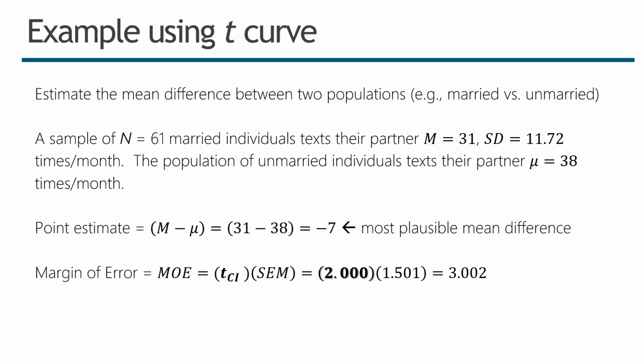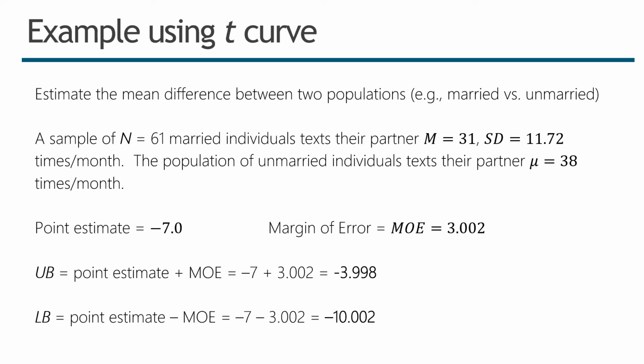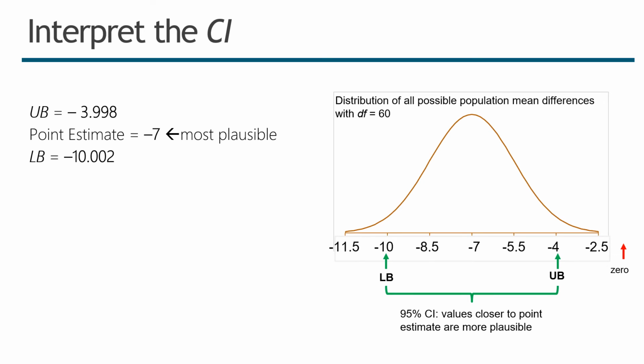Now that we have all of the components, we can compute our point estimate and our margin of error. Our point estimate again was -7, and our margin of error was about 3. Using the point estimate and the margin of error, we compute the upper bound to find it to be about -4, and we compute the lower bound to find it to be about -10. A figure will help you visualize what the upper bound, point estimate, and lower bound values really represent.